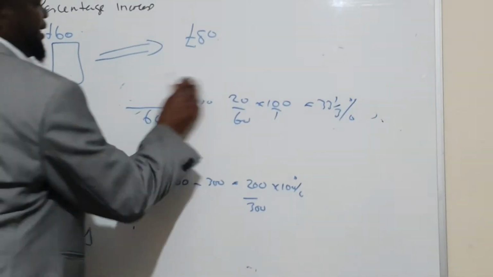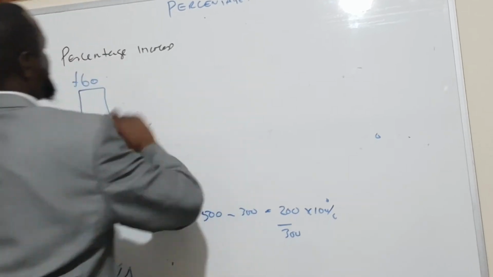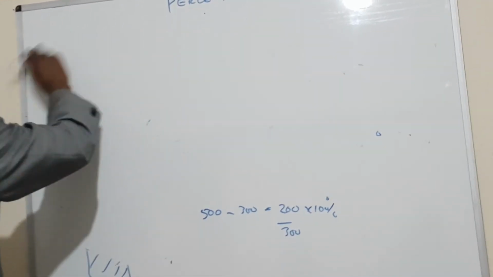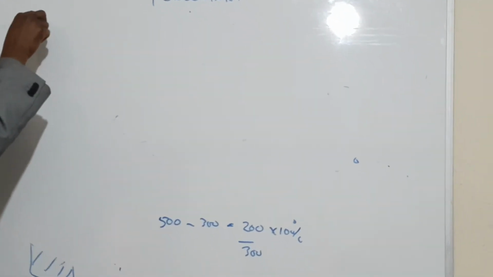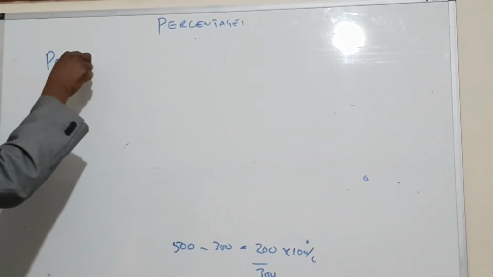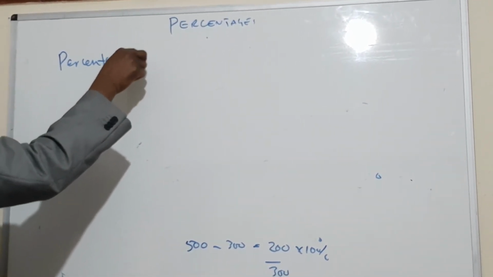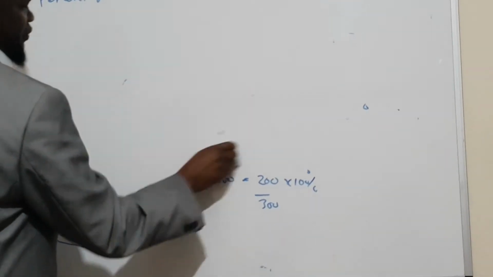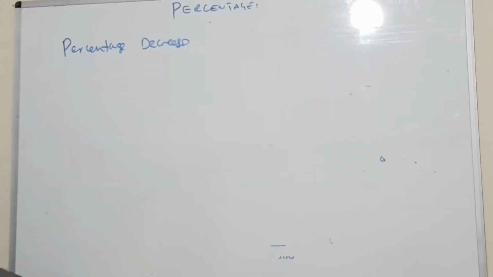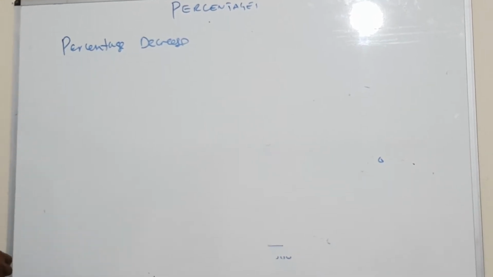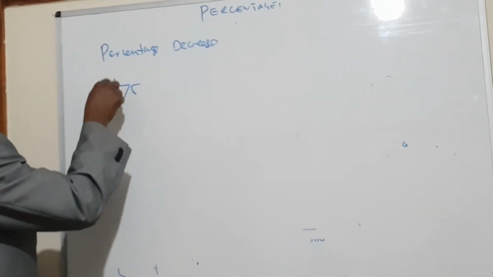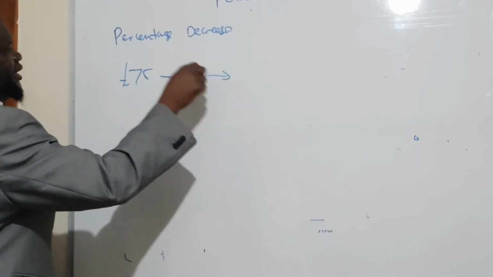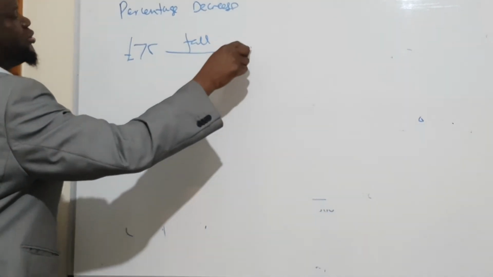What about percentage decrease? The opposite. Percentage decrease is the opposite of what we are doing. So I have to do it quickly because it takes time to download if the video is big. Same thing. The price was £75. It decreased, it fell to £50.